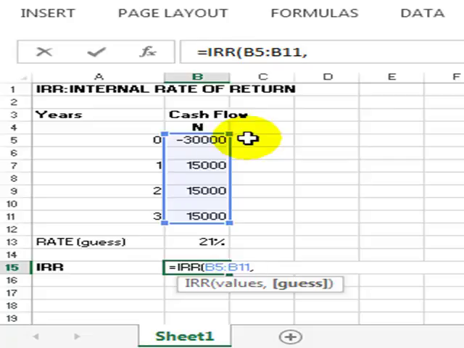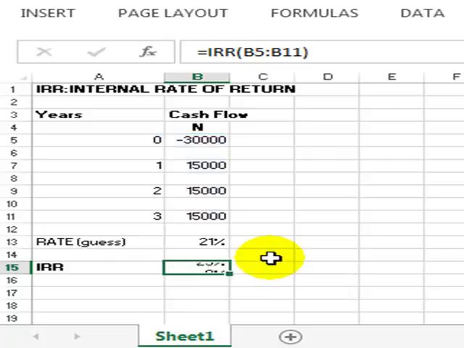But we are interested to see at what rate the cost the firm incurs in raising this 30,000 naira and the return on the investment will be equal. Now, after that, the guess is optional. We could decide to leave it or make a guess. Either way, Excel assumes 10%. So let's close the bracket and press enter.